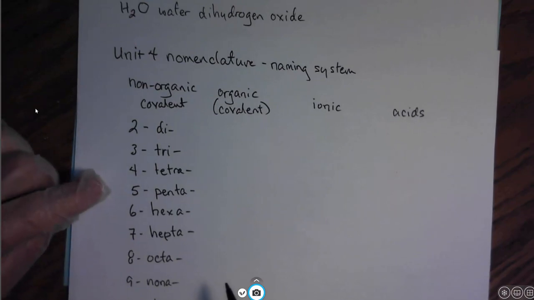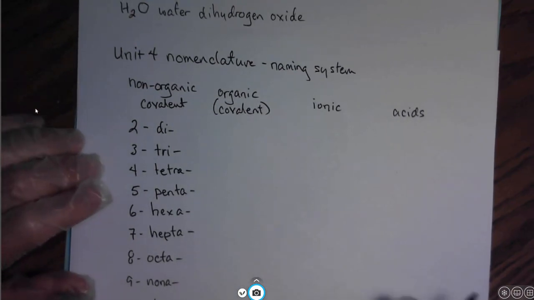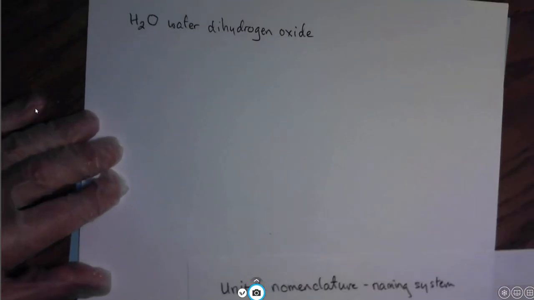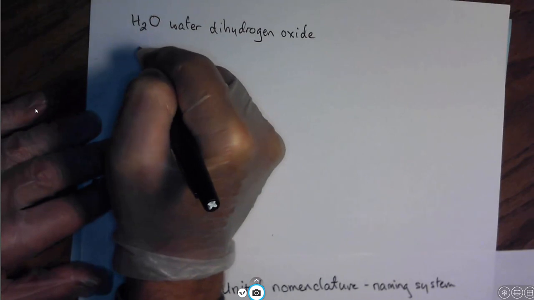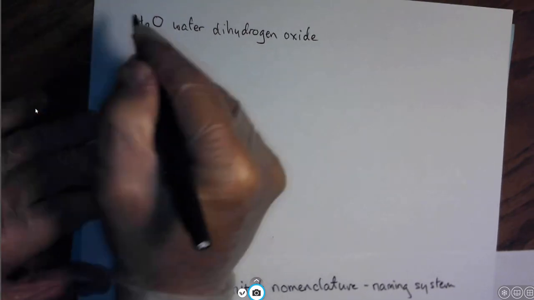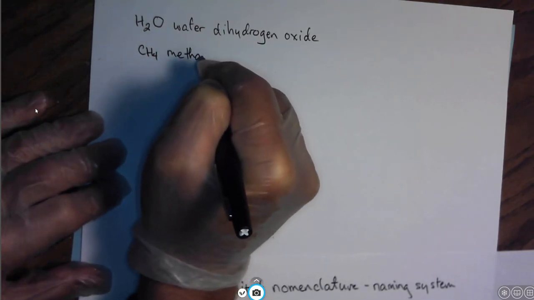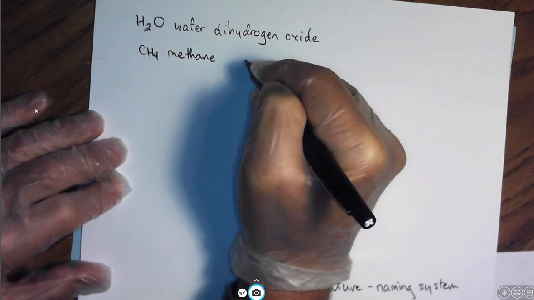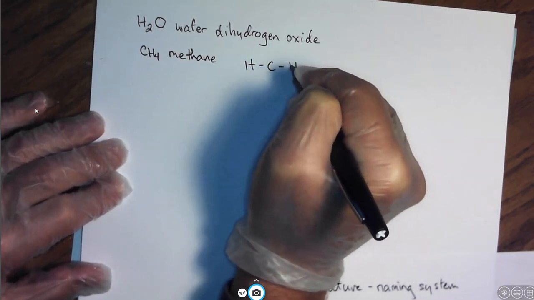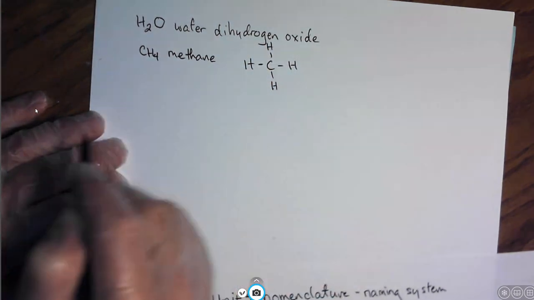Now, organic compounds are based on carbon. Carbon's the backbone of organic compounds. So, methane we've dealt with already. Okay? And in methane, the hydrogens are all bonded to the carbon, and so carbon forms that backbone. Okay?